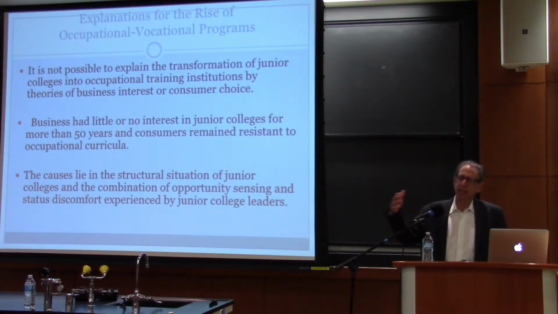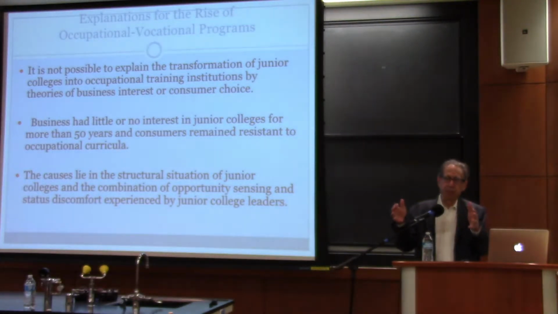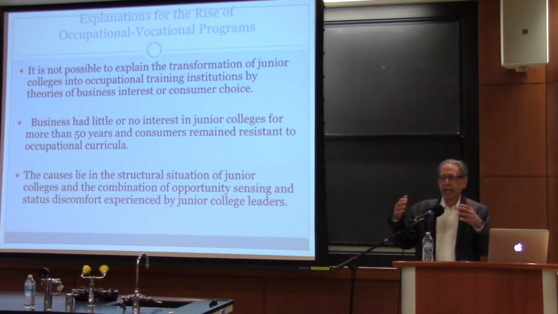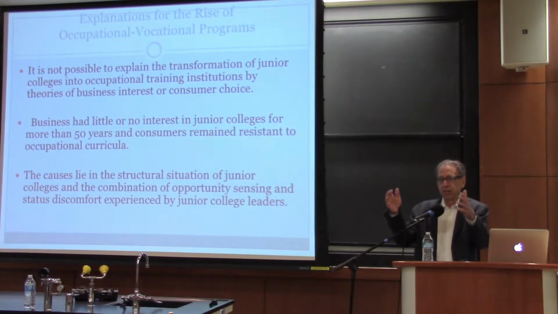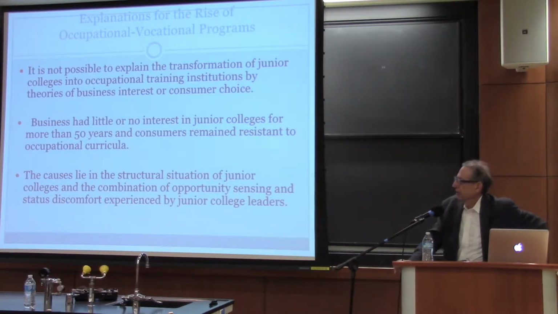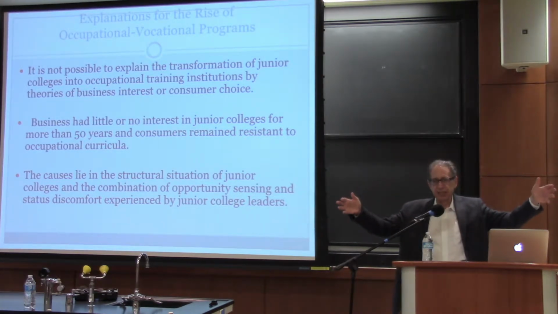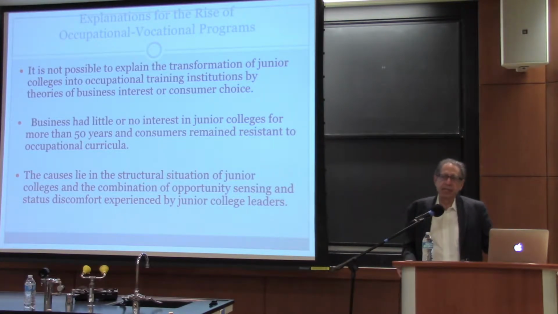Our book talks not only about the beginning of the community colleges, but why they made a transition from being predominantly liberal arts and transfer oriented to being predominantly occupational, vocational, training oriented. And we dispute that the colleges were transformed either because business wanted workers with the skills that community colleges could provide, or because consumers wanted more occupationally relevant skills. In the book, we dispute both of those ideas.